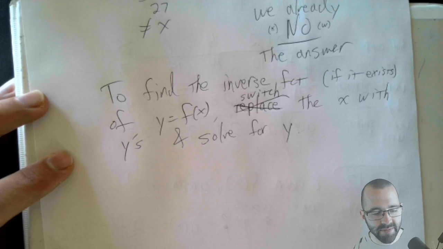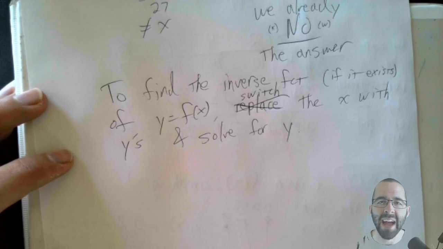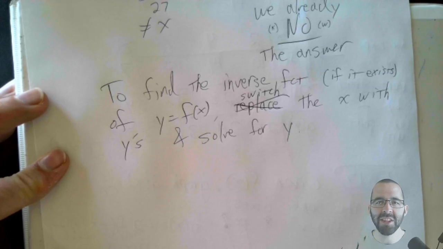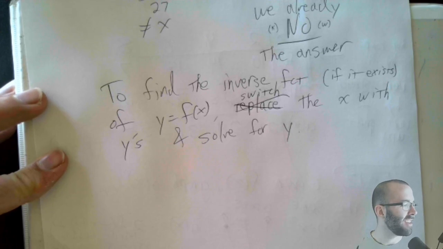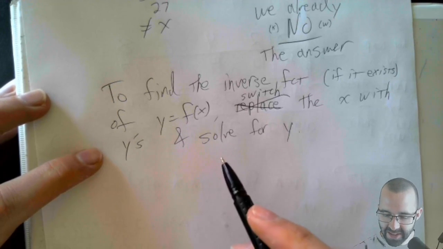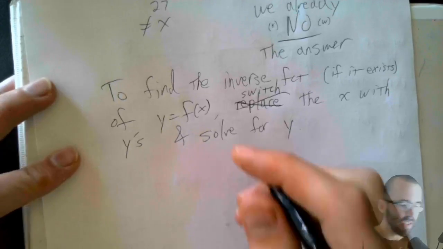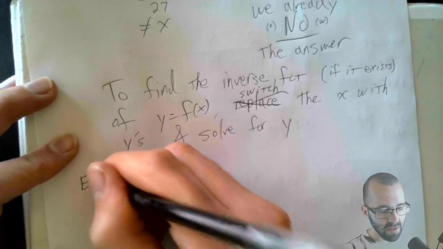Okay. And this is where things get really fun. You can really see whether you're an algebra master. You can prove to yourself that you are so skilled at algebra and solving equations, because some of these can be kind of tricky. All right. So let's get into this example.